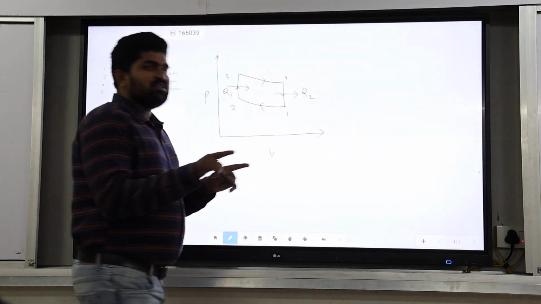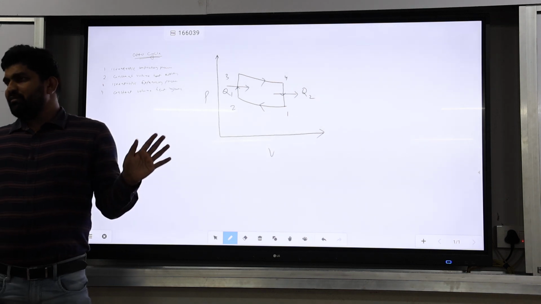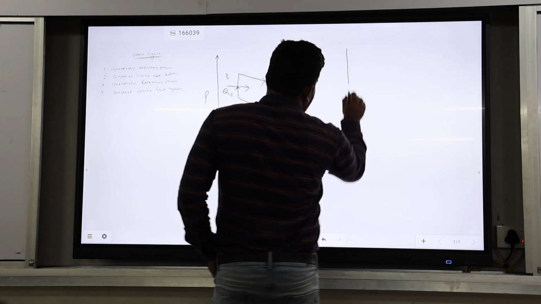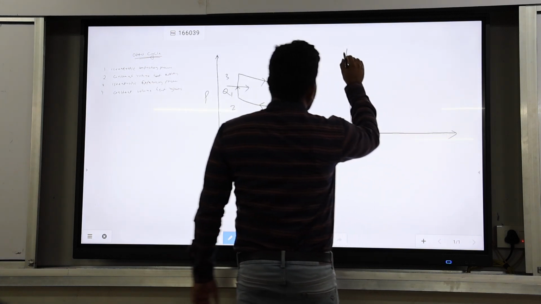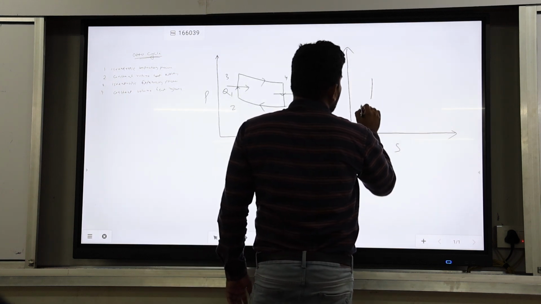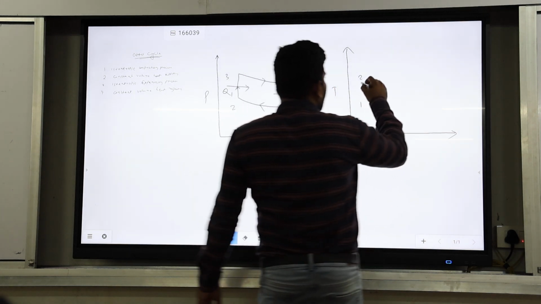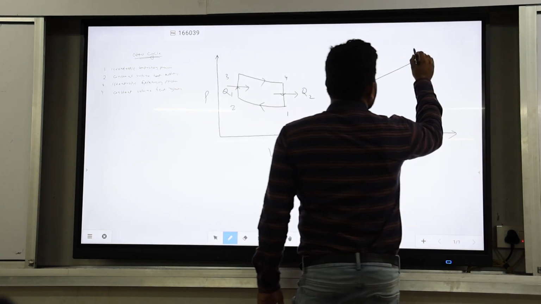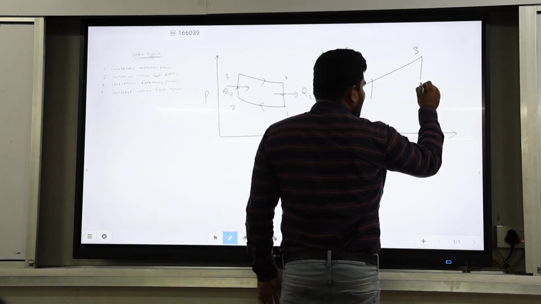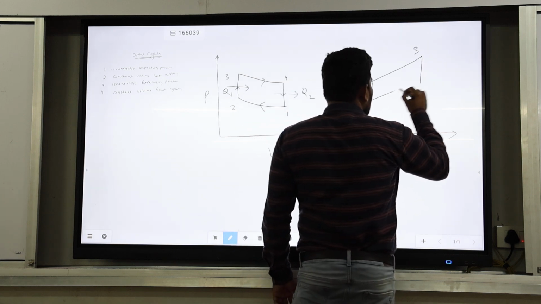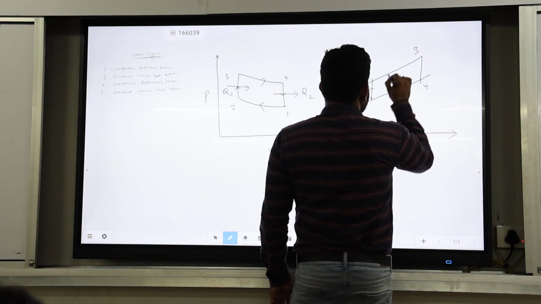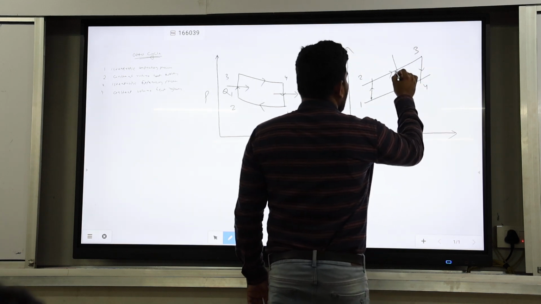So basically this Otto cycle is a closed system cycle. Got it? Now I am going to draw the temperature-entropy diagram. It is like that. 1 to 2 is the isentropic compression process. Then 2 to 3 is constant volume heating. Then 3 to 4 is the isentropic expansion process. Then 4 to 1 is constant volume heat rejection.